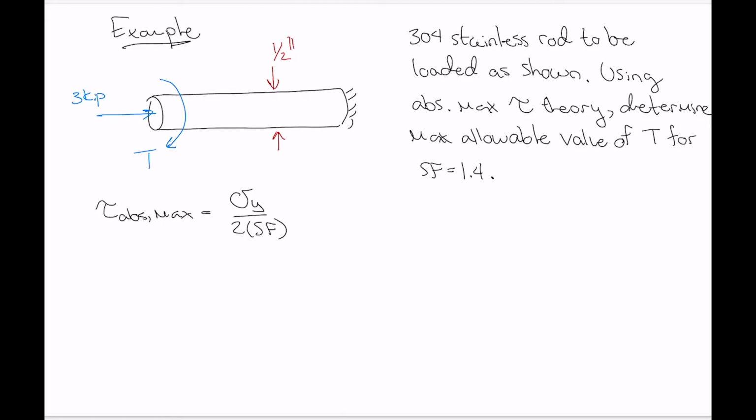For the torque T, we know that torques produce shear stress that's greatest around the circumference. So we could pick any of these points around the circumference or any of those points actually over the entire length. So all points on the surface of this rod over its length experience the maximum shear stress. So we just want to pick one of those to analyze.